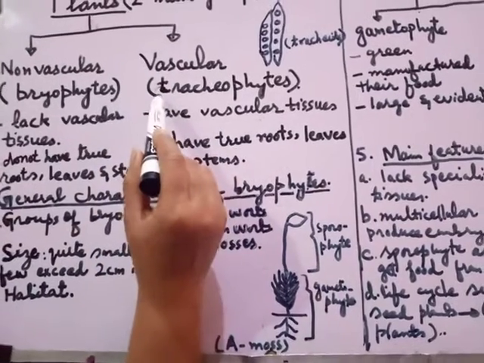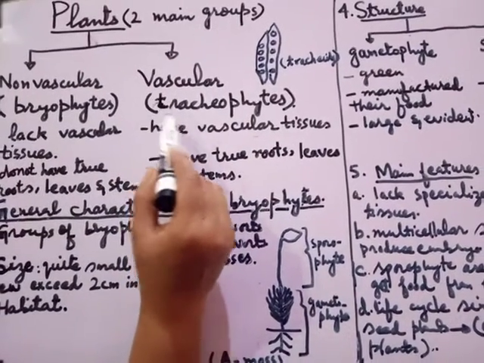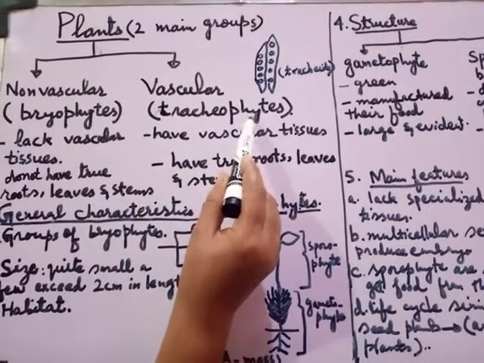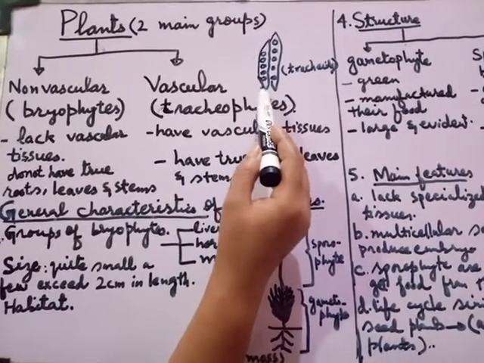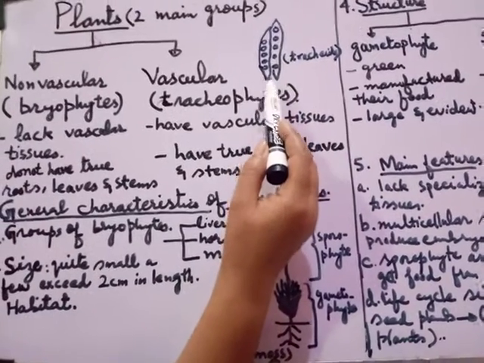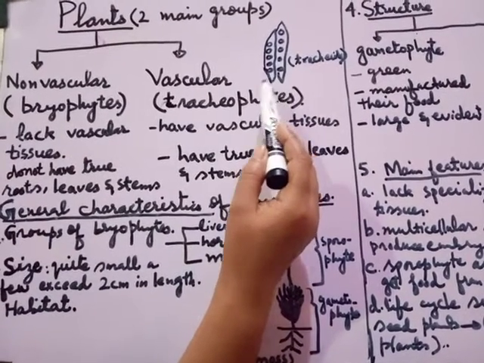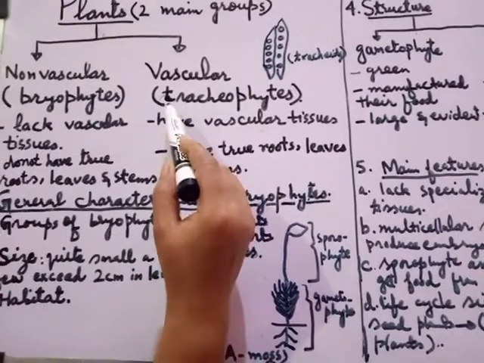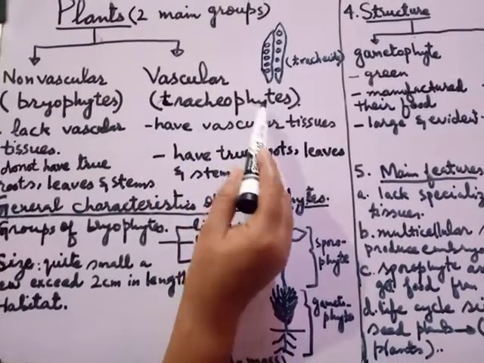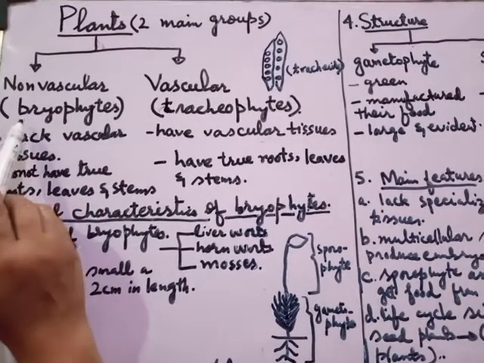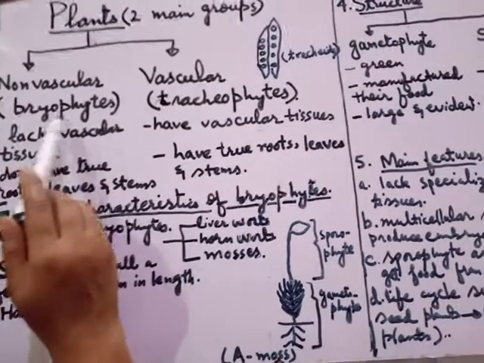Now, why do we call vascular plants tracheophytes? Because they are tracheid-bearing plants. Tracheids are specialized kinds of xylem tissue which are present in almost all kinds of vascular plants. That's why vascular plants are also called what? Tracheophytes. And non-vascular plants are generally called what?